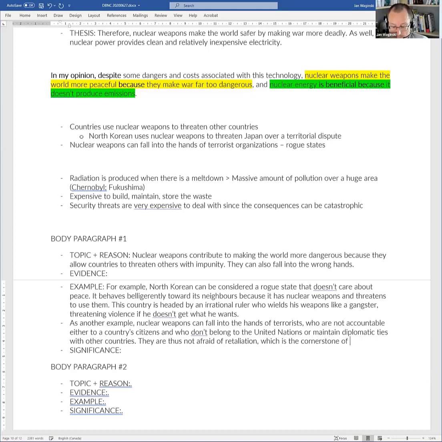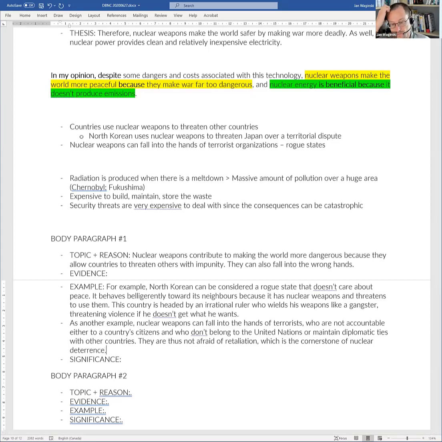Cornerstone of nuclear deterrence. So they're thus not afraid of retaliation, which is the cornerstone of nuclear deterrence. Cornerstone means like the most important aspect.